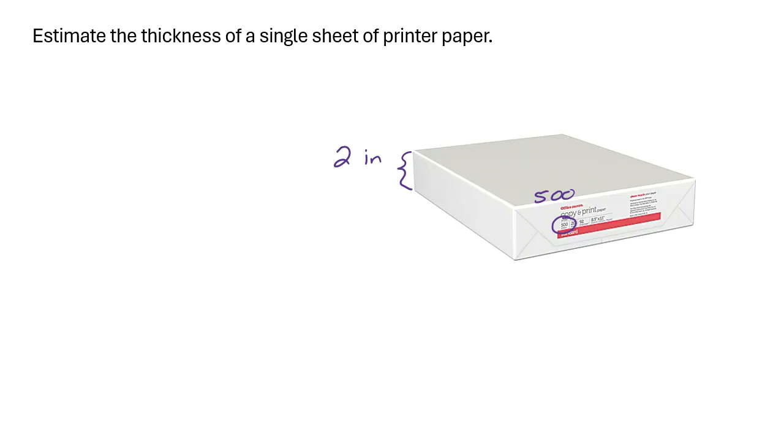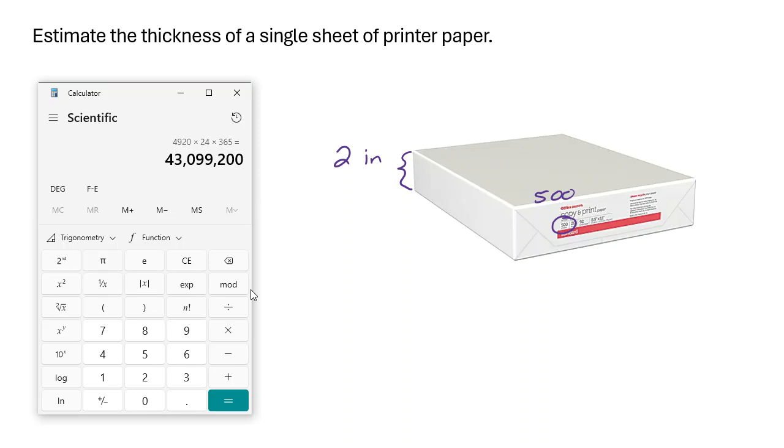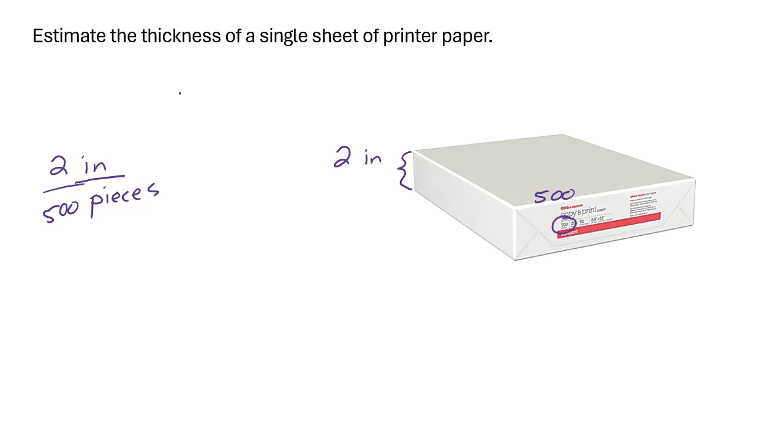Okay, so we get 2 inches for 500 pieces. So we want to figure out how many inches per piece. And we know that there's 2 inches in 500 pieces. So we have to take 2 divided by 500. That's kind of a weird number, isn't it? Not weird, but tiny. 2 divided by 500 is 0.004 inches.